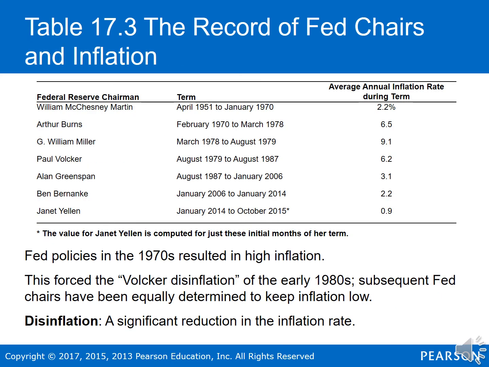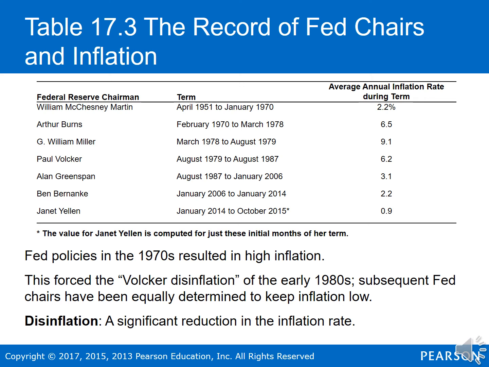This table here shows the Federal Reserve Chair and the average inflation during their term. We can see that for Burns and Miller, so through the 1970s, the average inflation rate was quite high. We went from 2.2% from 51 to 70 to 6.5% from 70 to 78. And 78 to 79, we had 9.1% inflation, which is what Paul Volcker inherited. He was able, over his 8 years as Federal Reserve Chair, to get the average inflation rate down to 6.2% over his entire term.